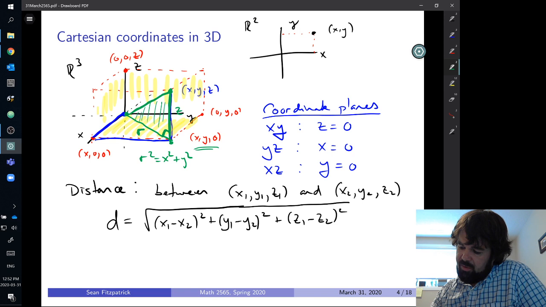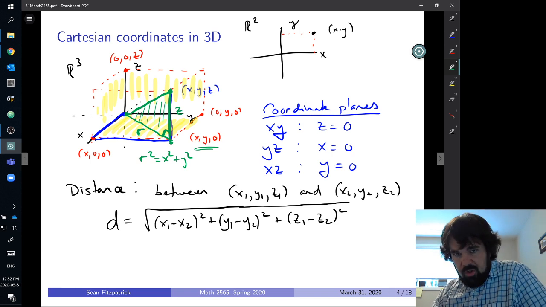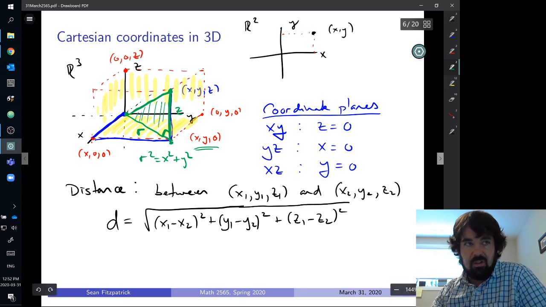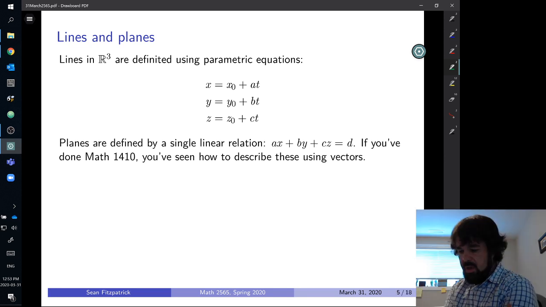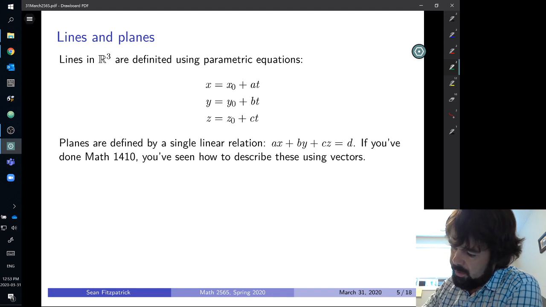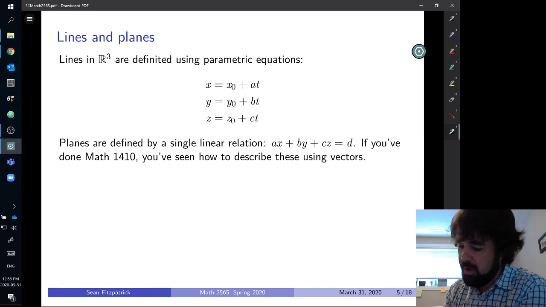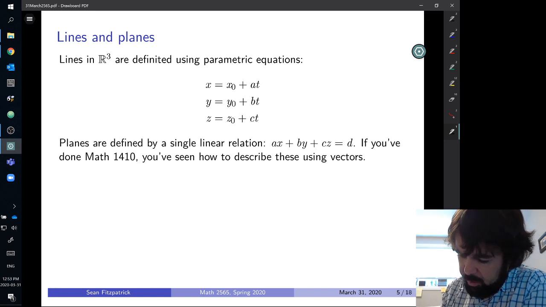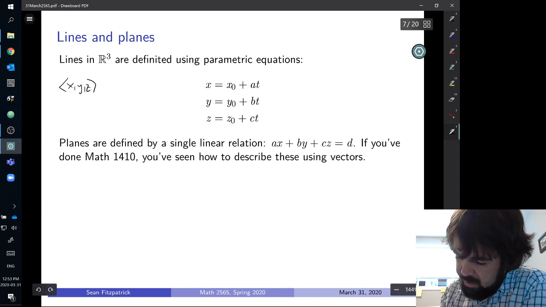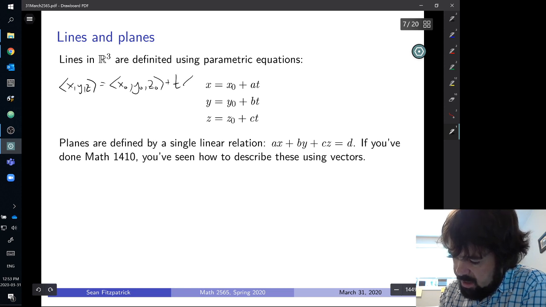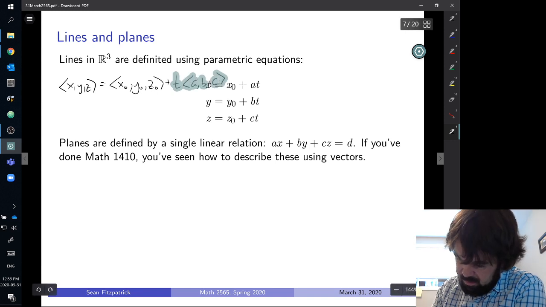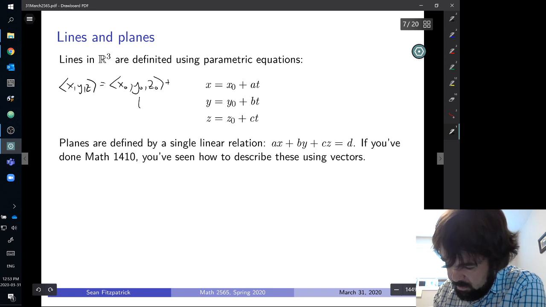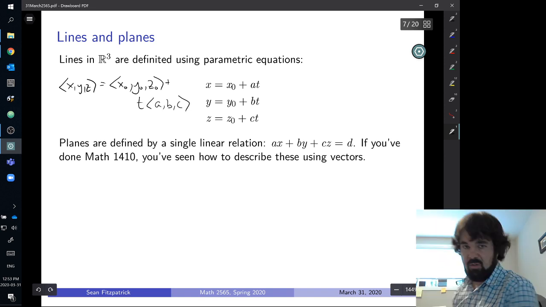So we want to start describing objects in this coordinate system. We want to do a little bit with lines and planes, but we want to move on to surfaces more generally. So lines you can define using parametric equations. Those of you who have done linear algebra already know that you can collapse this into a single vector equation. You might write it like this: x, y, z is x naught, y naught, z naught plus t times a, b, c. We can describe a line like that.